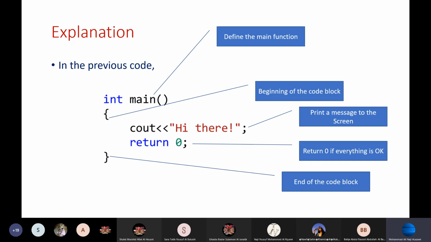This is just an explanation of what we've talked about. This is the type, this is the main function, this is the beginning of the code block, this is the end, this is where your code goes, and this is the return value if everything is okay.